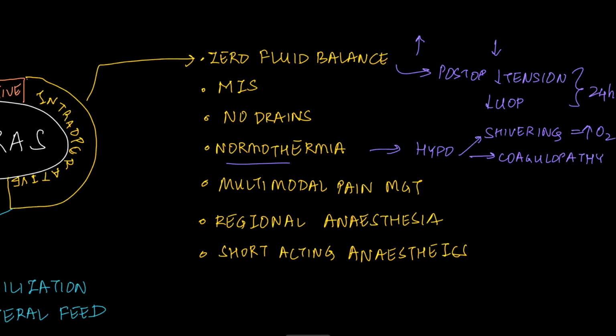So how do we maintain normothermia? Normothermia can be maintained by using warm saline, heating mattresses, and there are other circulating garment systems which can be used.